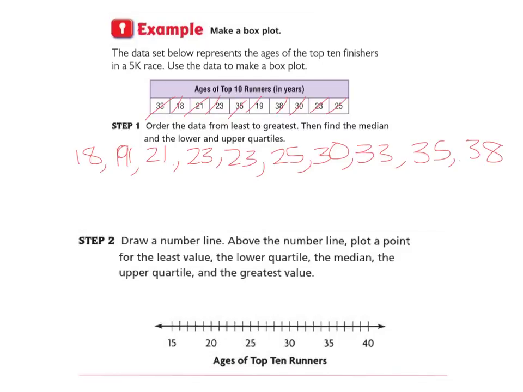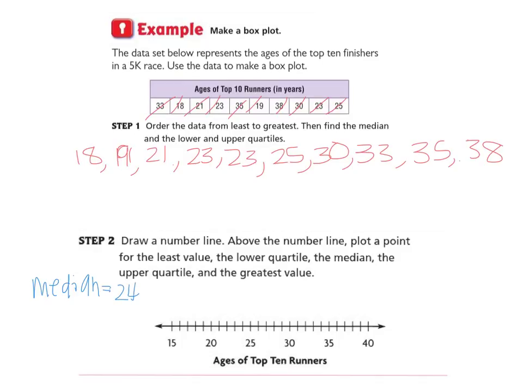And then I'm going to find the median and the lower and upper quartiles. So to find the median, I find the middle number. And let's see, 1, 2, 3. Looks like between 23 and 25. Well, what's halfway between 23 and 25? It is 24. So our median, I'm going to write down here. Our median is 24.